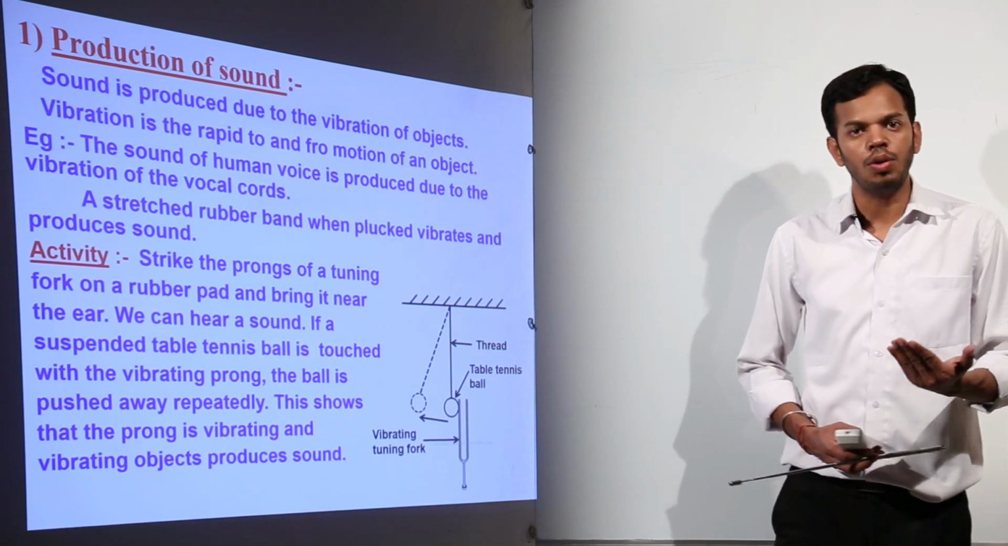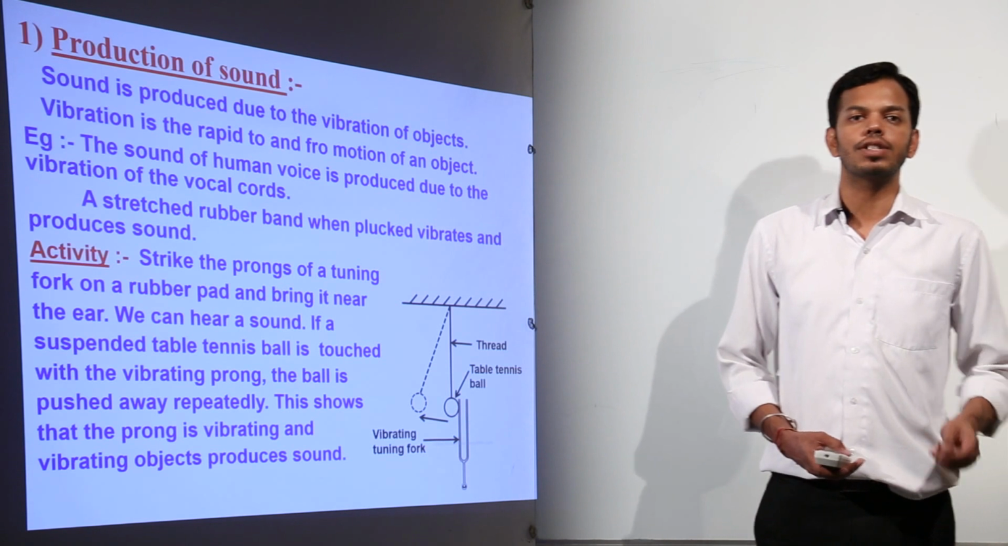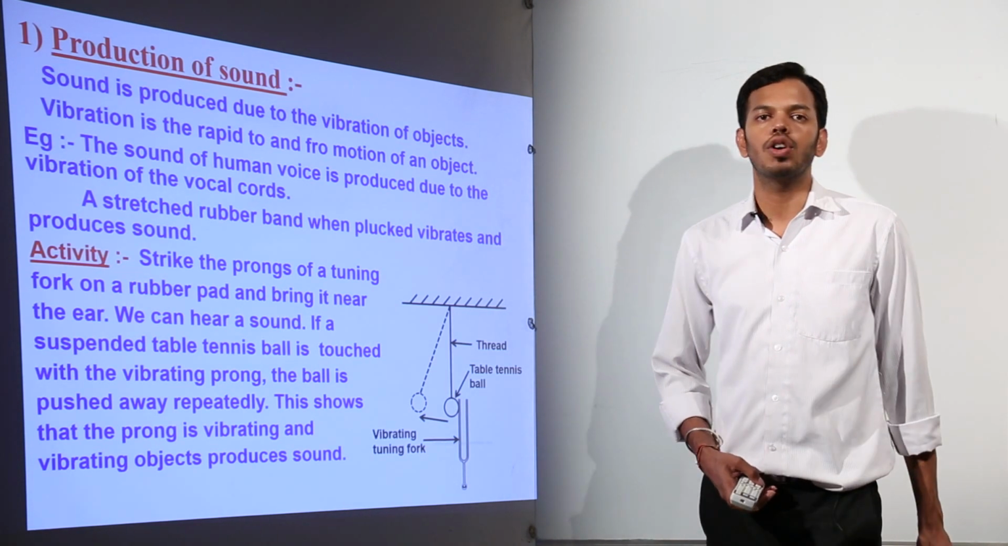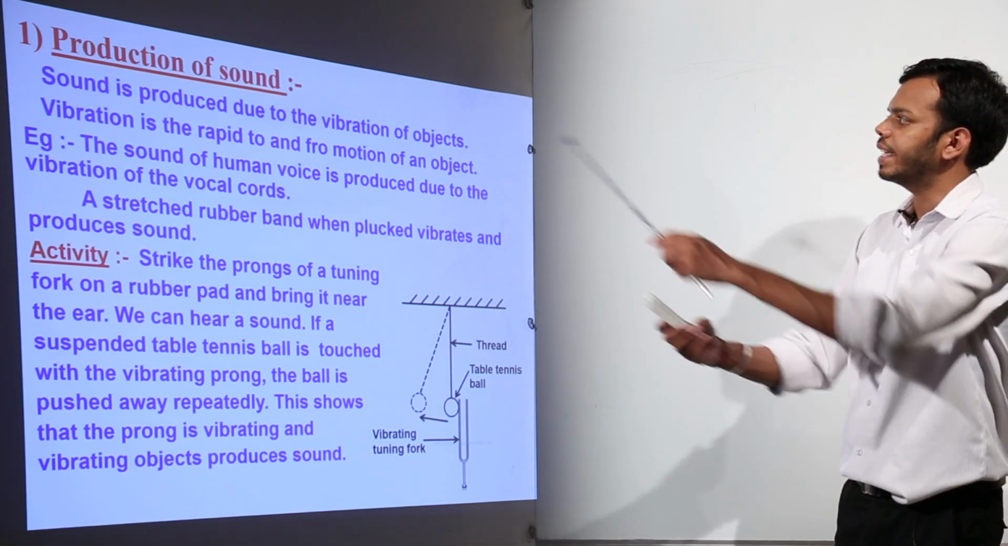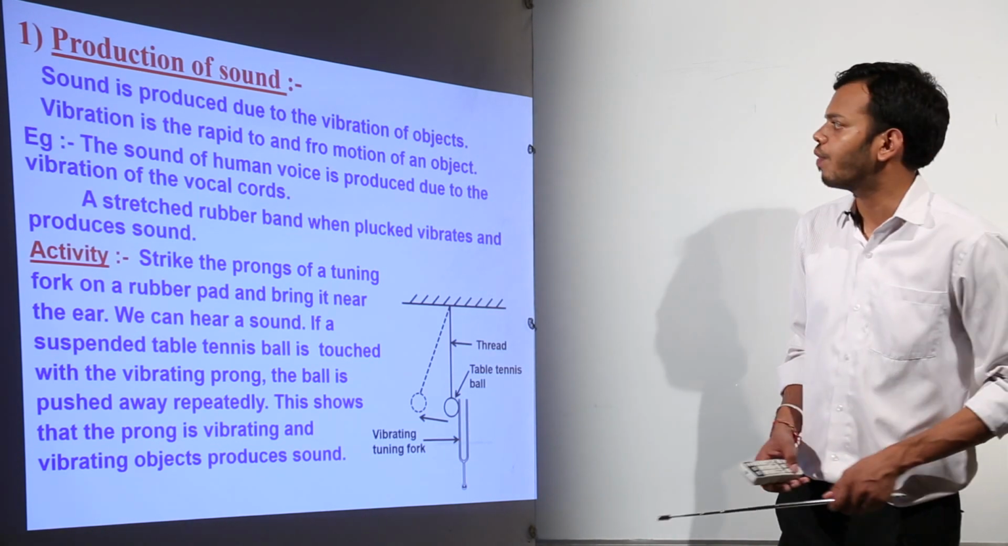But what exactly sound is, how is it produced? We are going to know the technical terminologies associated with sound and everything we are going to study in this chapter. Let's start with this thing. The first thing is that sound is produced due to vibrations of objects.